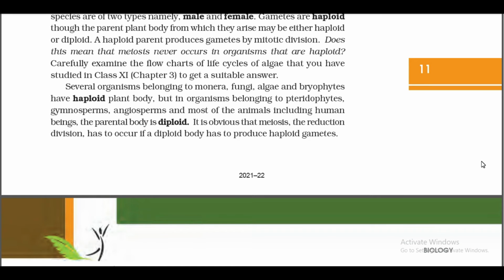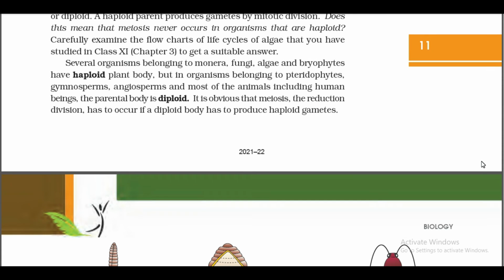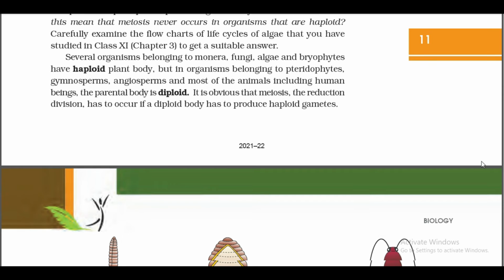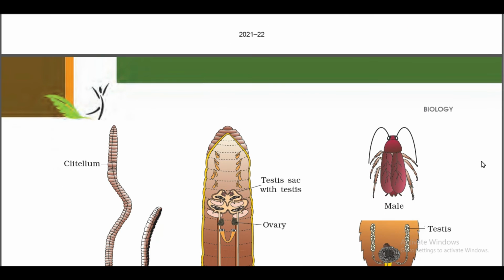Carefully examine the flow chart of the life cycle of algae that you have studied in Class 11, Chapter 3, to get a suitable answer. Several organisms belonging to Monera, fungi, algae, and bryophytes have a haploid plant body, but in organisms belonging to pteridophytes, gymnosperms, angiosperms, and most of the animals including human beings, the parental body is diploid. It is obvious that meiosis, the reduction division, has to occur if a diploid body has to produce haploid gametes.